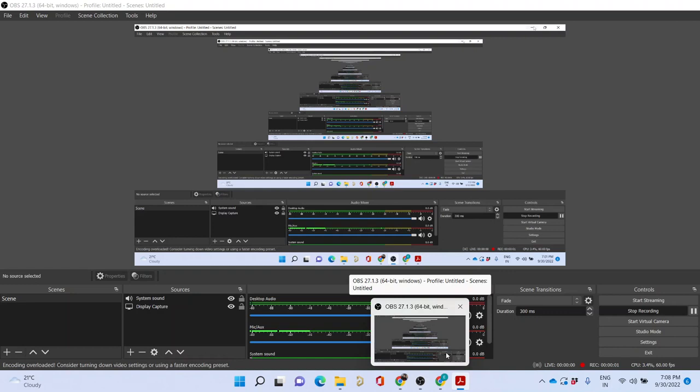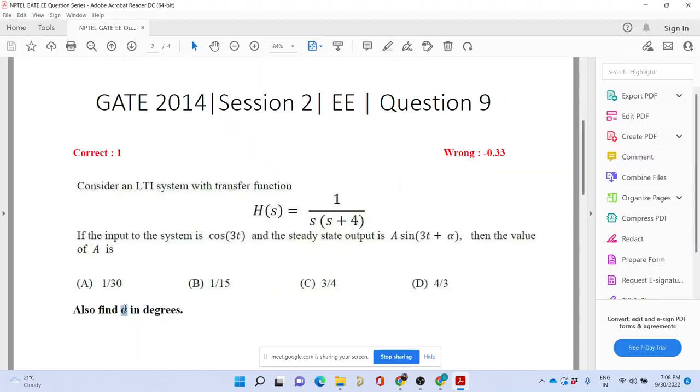Option B. So what is the angle that you are getting? Minus 126.86. Okay. Anybody else other than Anubhav? It was Anubhav, right? Yes, sir.